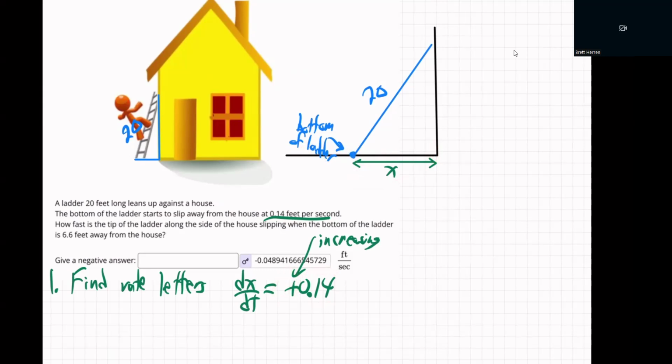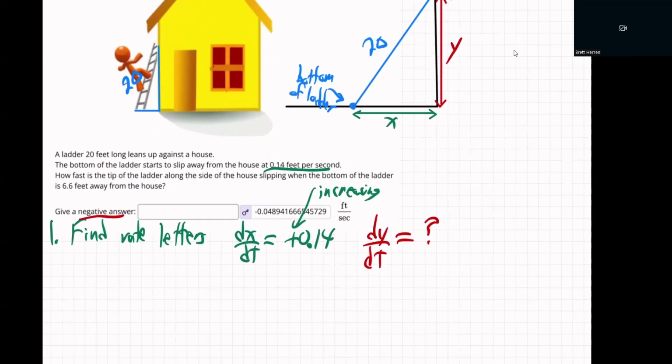Okay. What other rates did they mention? How fast is the tip of the ladder along the side of the house slipping? So the top tip, call that y, and they want to know how fast dy/dt is changing. It's obviously shrinking, it's going down. That's why it's a negative answer, because as the ladder slips this way, y is going to go down. So I want to find dy/dt, and that's the only rate they mention.